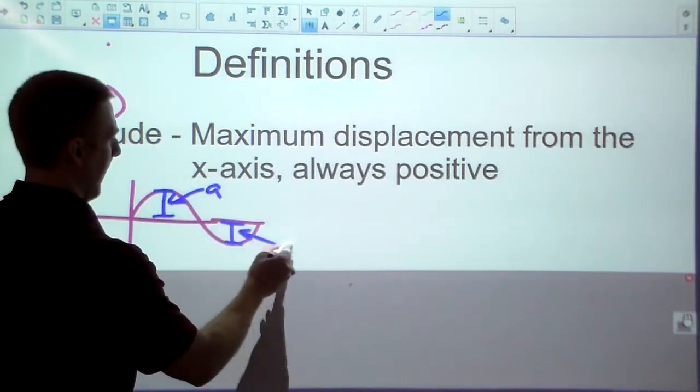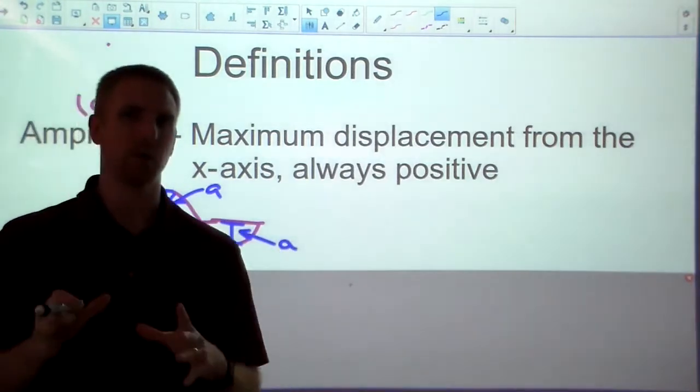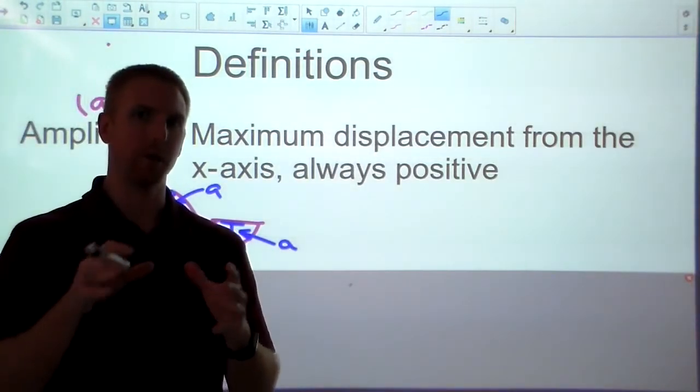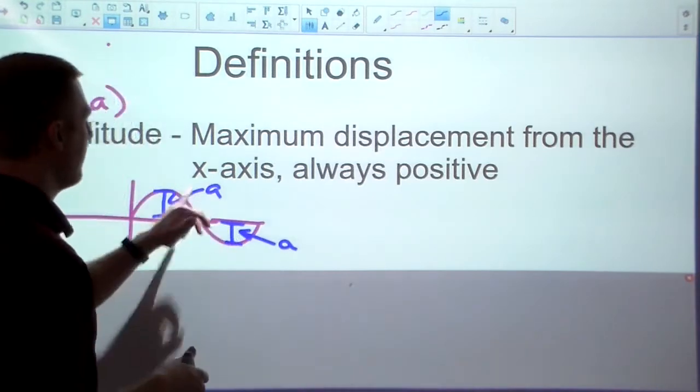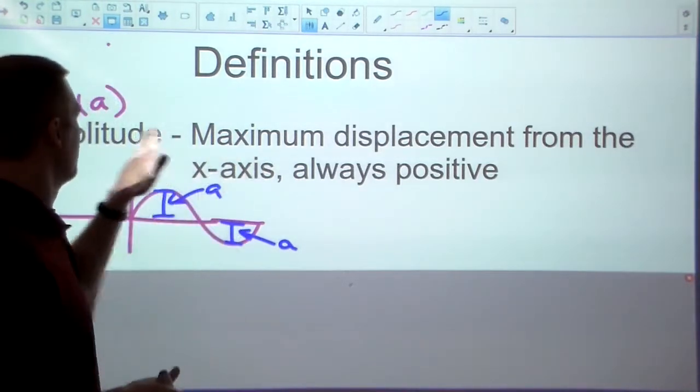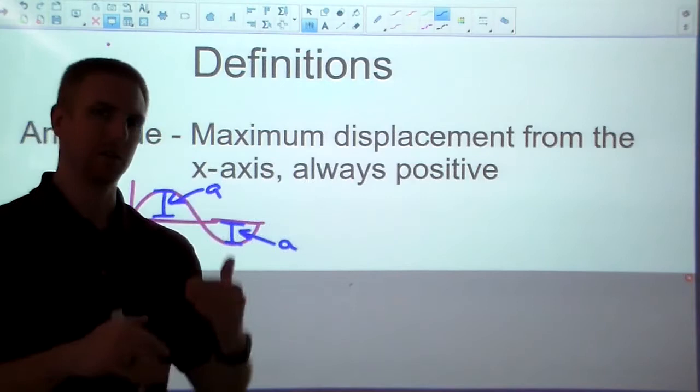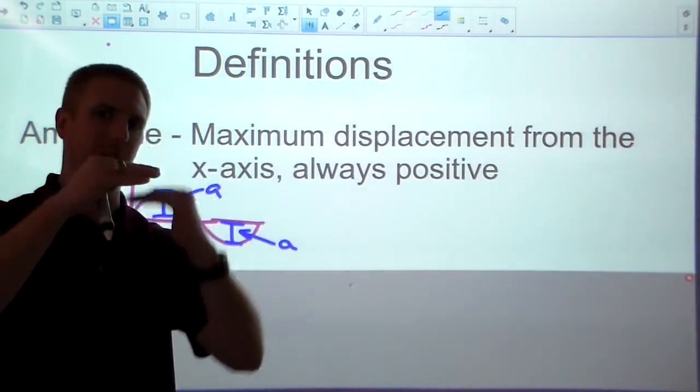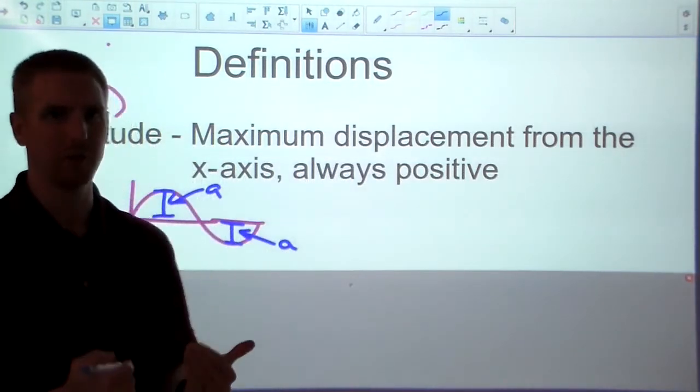So this would also be a down here. But something that's kind of tricky is that amplitude is always positive. Your a value can be negative, but your amplitude is always positive because it's that displacement, that distance from the x-axis. The distance is always positive.